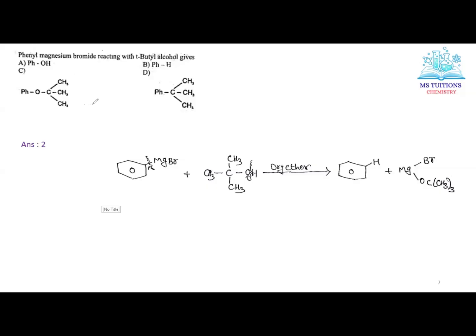Phenyl magnesium bromide reacting with the tertiary butyl alcohol gives. See here, phenyl magnesium bromide, it is reacting with the tertiary alcohol. So what happens here? In Grignard reagent, carbon will get negative, magnesium will get positive, right? Bond will break in this manner towards the carbon atom. And here, towards the oxygen bond will break, acidic hydrogen will go outside. So this H plus will be attached to this carbon minus on benzene ring. So benzene is the final product. So second option, B, is the correct answer.